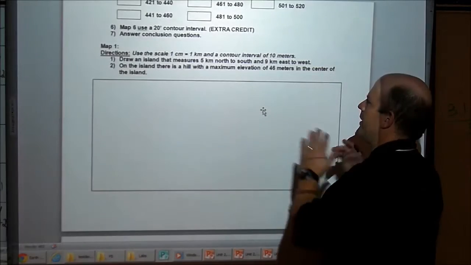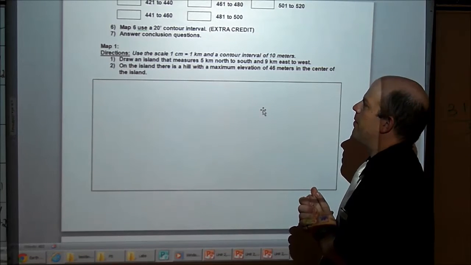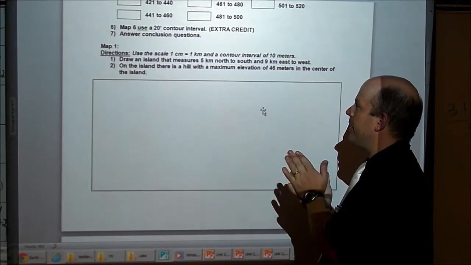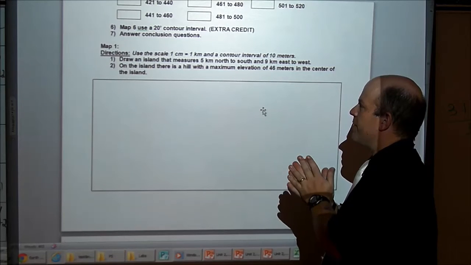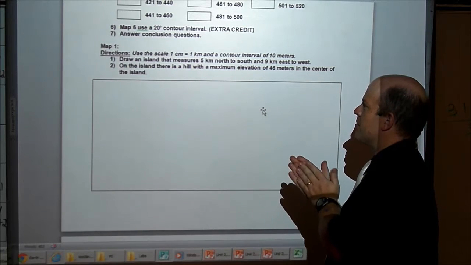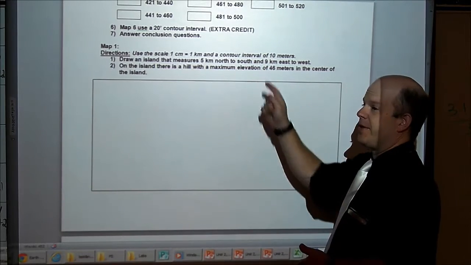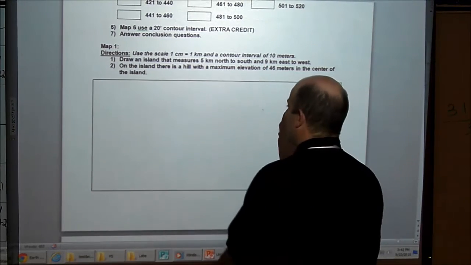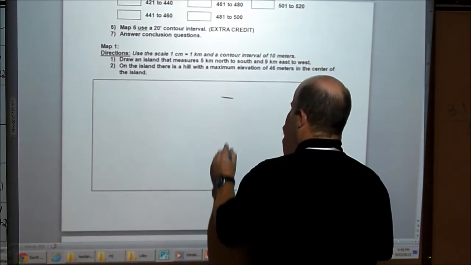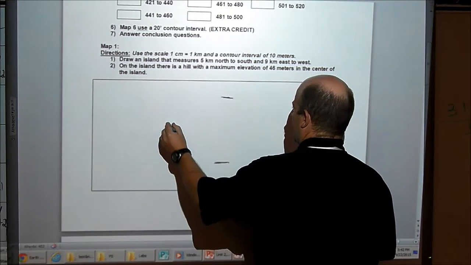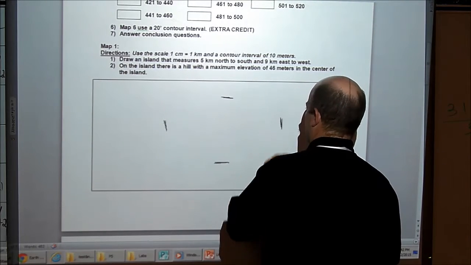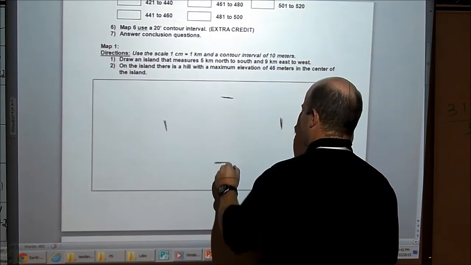Okay, so for directions, we're going to construct or draw a contour map here. We have to draw an island that measures 5 kilometers north to south by 9 kilometers east to west. And there's a scale: 1 centimeter equals 1 kilometer. So you need a ruler to measure 5 centimeters north to south and 9 centimeters east to west. So I have something 9 centimeters by 5 centimeters.